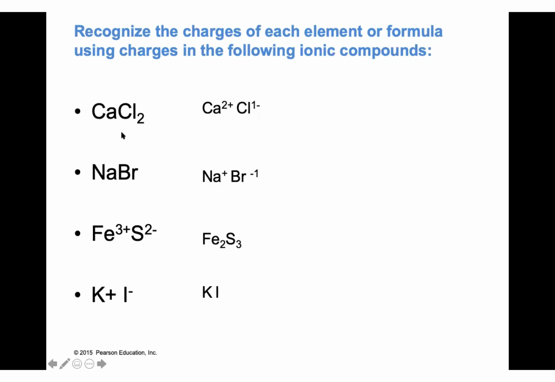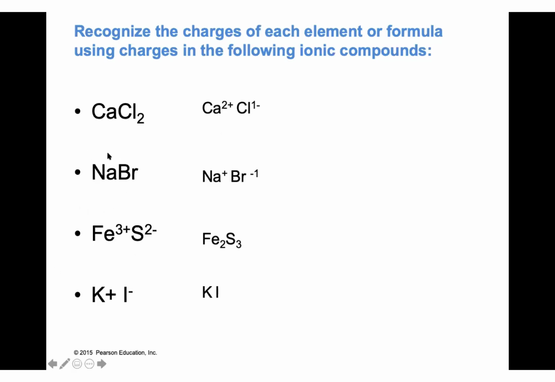You might ask, okay, how should I know that the first element on the left side always is +1? Because if you remember, we said that the ones on the left side have the most metallic character. So metals always get positive charges, and the ones on the right side always get the negative charge. Okay, so let's do the second one.